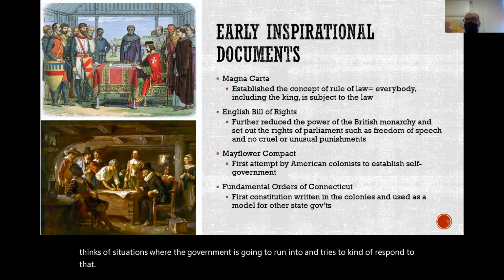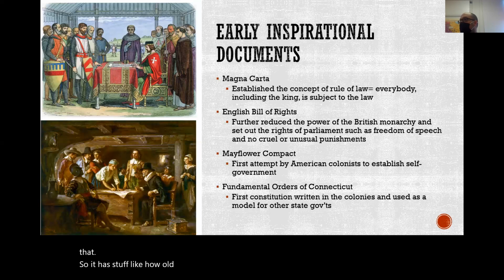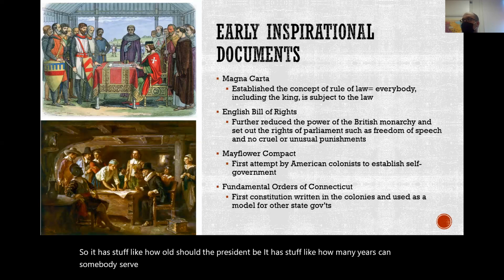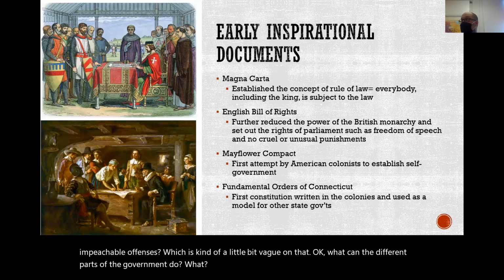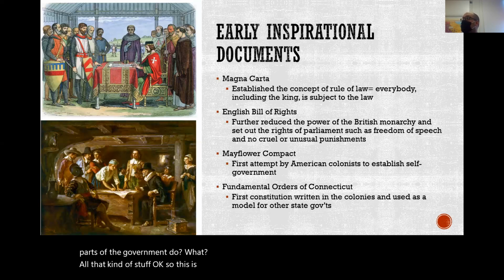Okay, so it has stuff like how old should the president be? It has stuff like how many years can somebody serve in the Senate? How many years can somebody serve in the House? What are impeachable offenses, which is a little bit vague on that. What can the different parts of the government do? All that kind of stuff. So this is really the first time where we see an attempt to write a constitution be made.